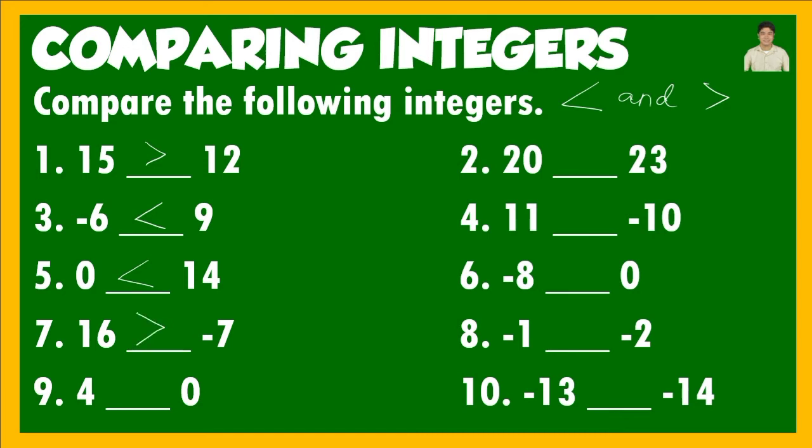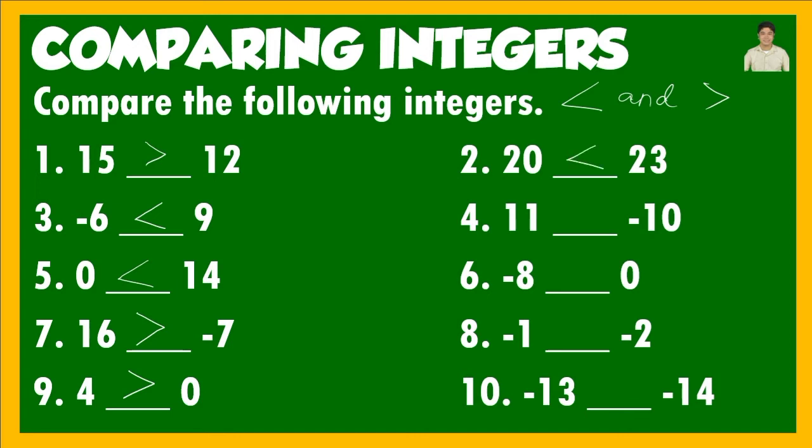Next, 4 blank 0. Nasa right side po ng 0 yung mga positive integers like 4, kaya greater than. Next, 20 and 23. So, pareho po silang positive integers. Kaya lang, syempre, mas mataas po ang value ng 23 kaysa sa 20. Therefore, ang gagamitin nating symbol here is less than.